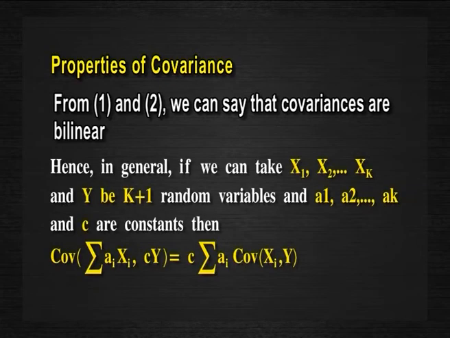Hence, in general, if we take X1, X2 up to Xk and Y as k plus 1 random variables and a1, a2 up to ak and c are constants, then covariance of summation ai into Xi and cY is equal to c into summation ai into covariance of Xi and Y.